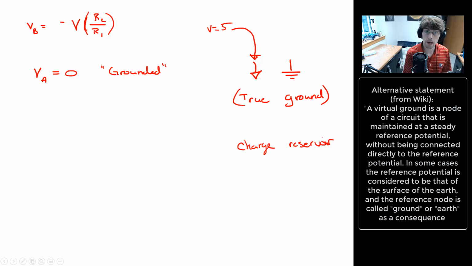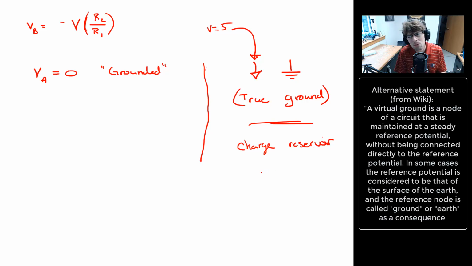Here, if we go back and return to our operational amplifier, we have something slightly different. The potential is 0, but it's not like the charge is being removed from the circuit or added to the circuit, like what true ground would actually do. This is sort of like ground, but not. And so we call this a virtual ground.